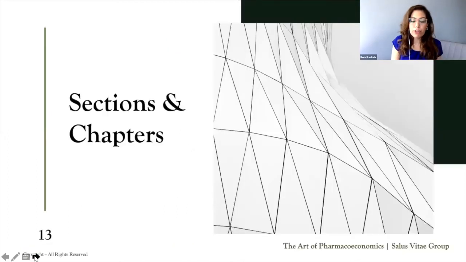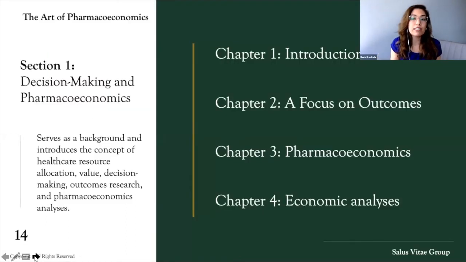Now let's briefly go over the book. What are the sections and the chapters that it entails? So the book has 3 different sections and 7 chapters. So in section 1, this is where I talk a lot about decision-making and pharmacoeconomics. It really serves as a background and introduces the concepts of healthcare resource allocation, value, decision-making. I briefly went over it here. So it goes into a lot more detail, outcomes research in general, and then of course, pharmacoeconomic analyses and economic analyses.